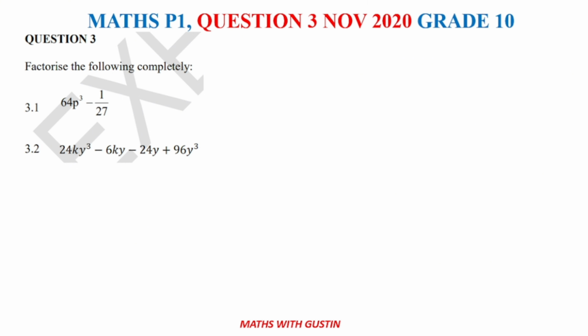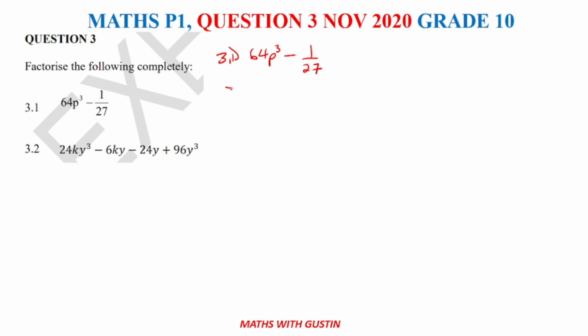All right, great stuff. So now today's question is saying factorize fully. Already you can see right here we are given 3.1. Okay, 3.1 says factorize fully. We've got 64p to the power of 3 minus 1 over 27. Right, so now if I look at this one, it looks like a cubic. For me, it looks very much like a cubic factorization.